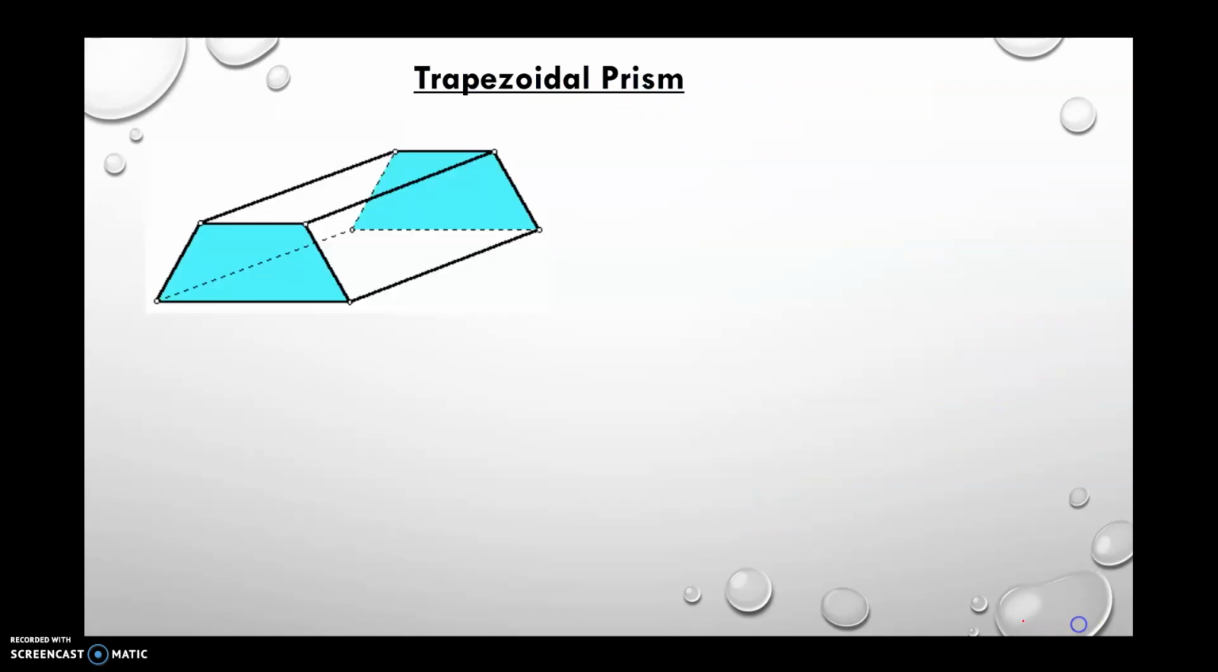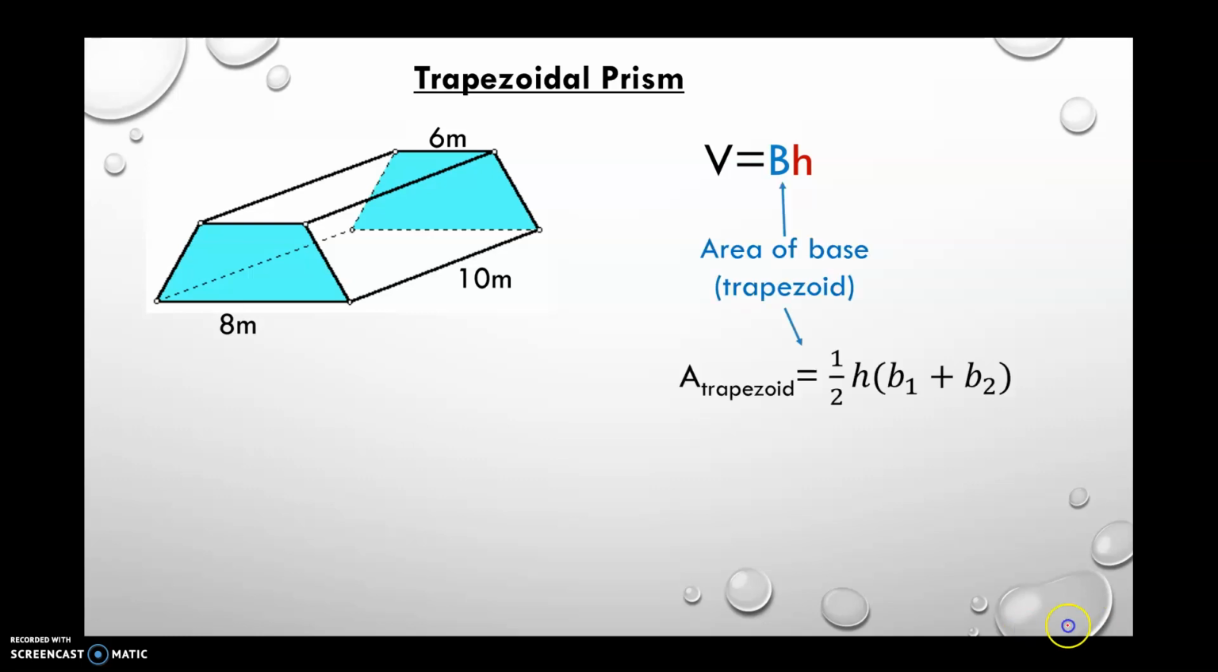For your trapezoid. Okay, again, I'm going to take my big B times H. Big B is the area of my base. My base here is a trapezoid. So just looking at that trapezoid, my formula for a trapezoid is going to be 1/2 the height of the trapezoid times the base 1 plus base 2, which are the parallel sides of the trapezoid.